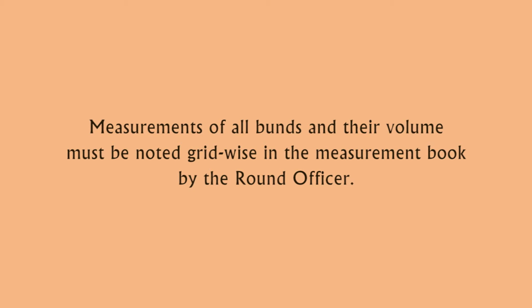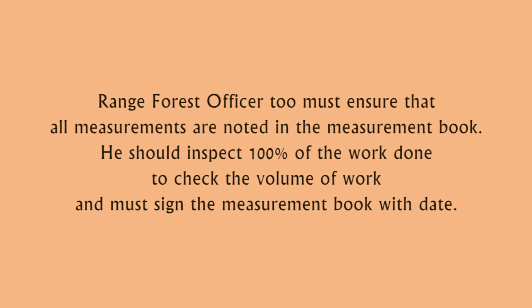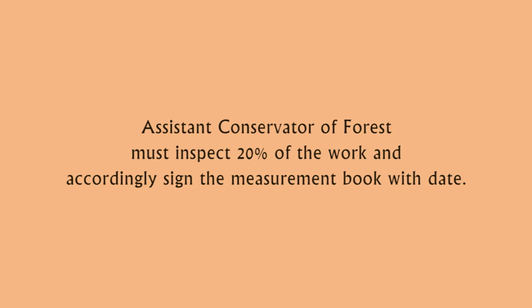Measurements of all bunds and their volume must be noted grid-wise in the measurement book by the round officer. Range Forest Officer too must ensure that all measurements are noted in the measurement book. He should inspect 100% of the work done to check the volume of work and must sign the measurement book with date. Assistant Conservator of Forest must inspect 20% of the work and accordingly sign the measurement book with date.